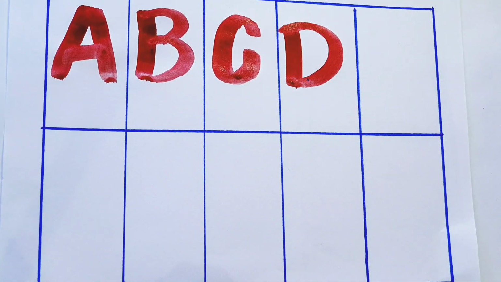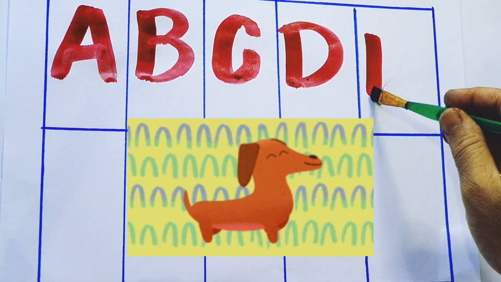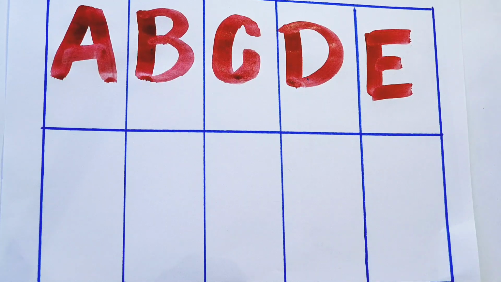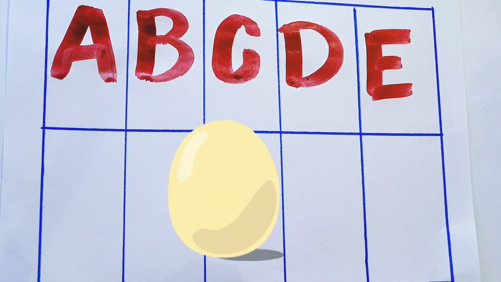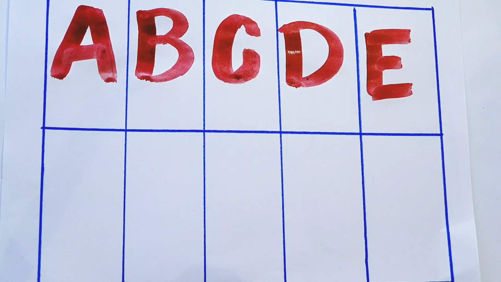D. D for dog. E. E for egg. Green color.